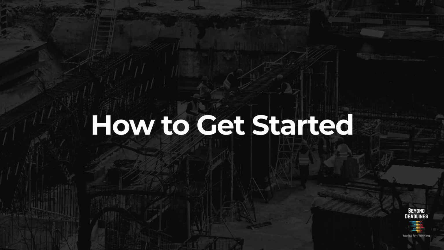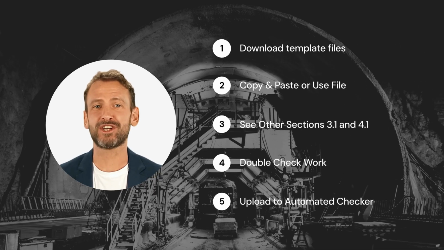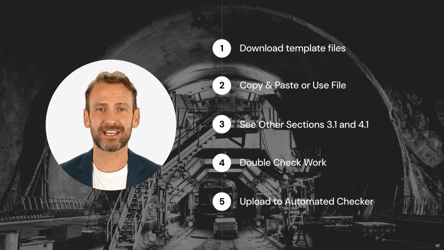I'm sure by this point you are excited to get started. Let's cover the 5 basic steps. First, you'll need to download the template files provided. We've built these templates to be a great place to start. They contain each milestone and have the exact activity IDs and codes. After downloading the file, you can either start building directly in the file or copy and paste the activities. Remember to review Section 3.1 Building the Project Schedule and Section 4.1 Baseline Review for more guidance.